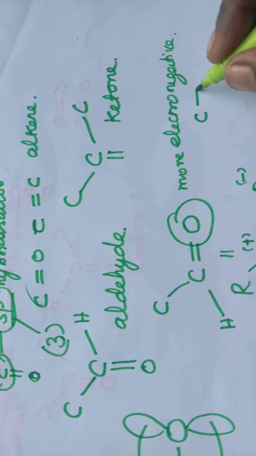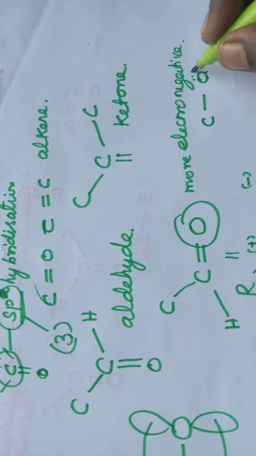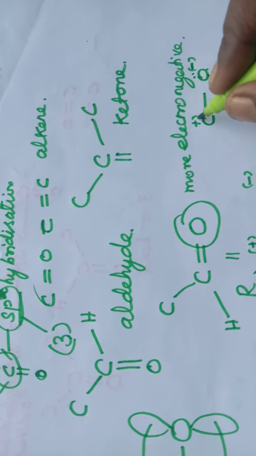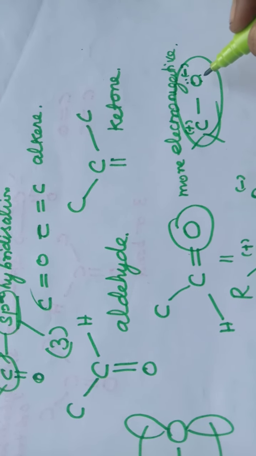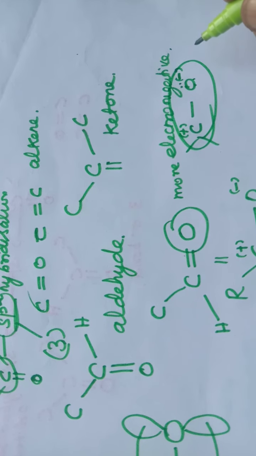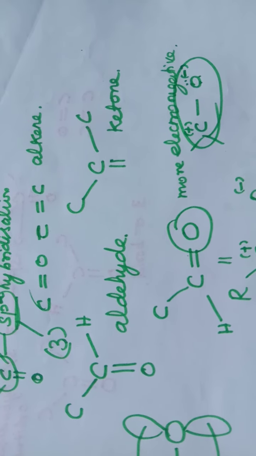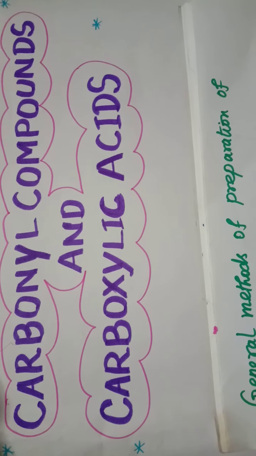Carbon, oxygen, this carries negative charge and this carbon carries positive charge. So the bond becomes a polar bond. This polarization contributes to the reactivity of aldehydes and ketones. Methods of preparation of aldehydes and ketones.